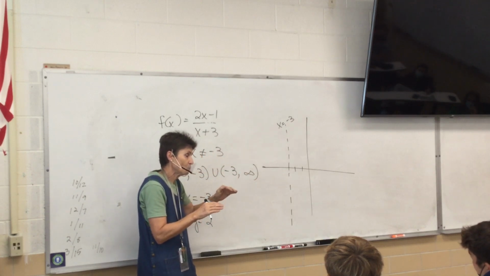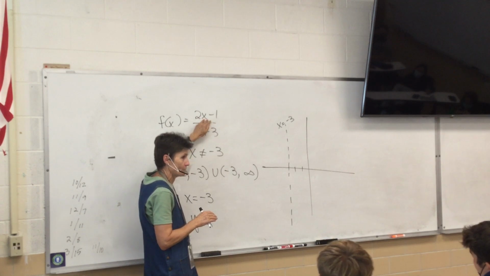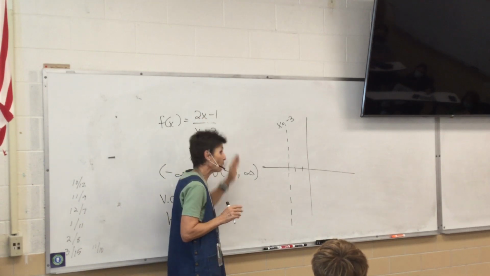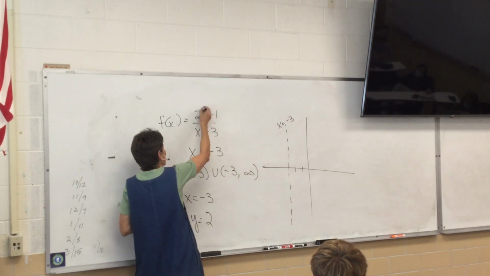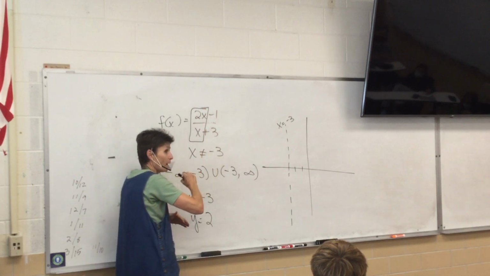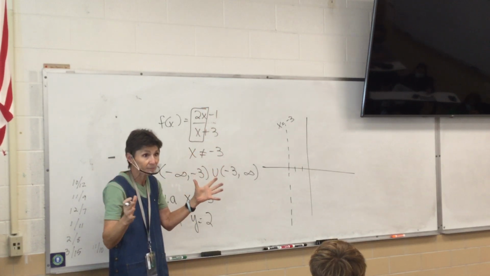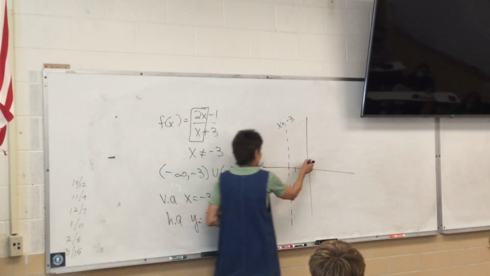If I said to you, Ella, I'm gonna give you $2 billion, but I'm gonna keep 1 for myself, are you gonna be upset? No, that 1 is insignificant. As x gets big, this is the only part of the problem that's important as x gets really big. So that means your horizontal asymptote is at 2.